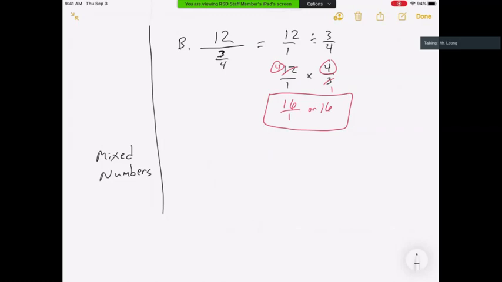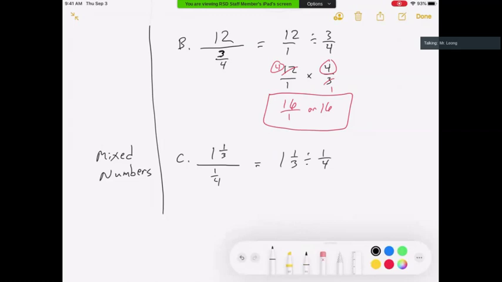Okay, so mixed numbers. Mixed numbers, remember, have fractions and whole numbers. So here, let's do one together. Let's see. 1 and 1/3 divided by 1/4. Okay, so we're going to do this the same way, but there's one more extra step. First thing we're going to do, we're still going to rewrite. So 1 and 1/3 divided by 1/4. Step 1 is to rewrite.